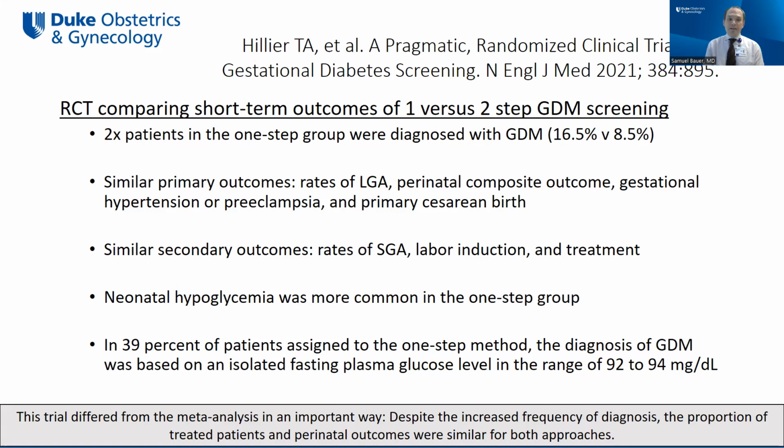So from this trial, this differed really from the meta-analysis in an important way. Despite the increased frequency of diagnosis, the proportion of treated patients and perinatal outcomes were essentially the same.